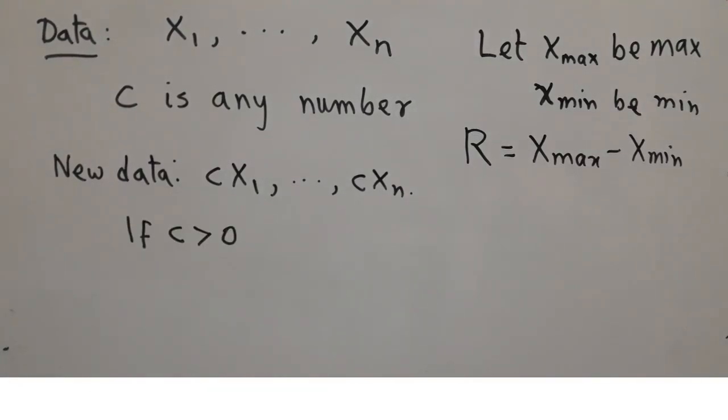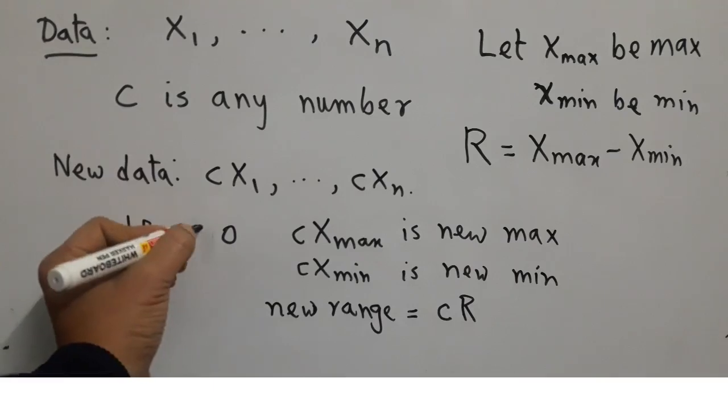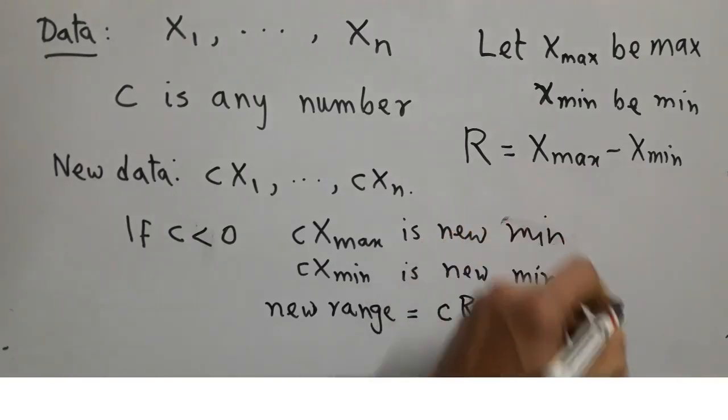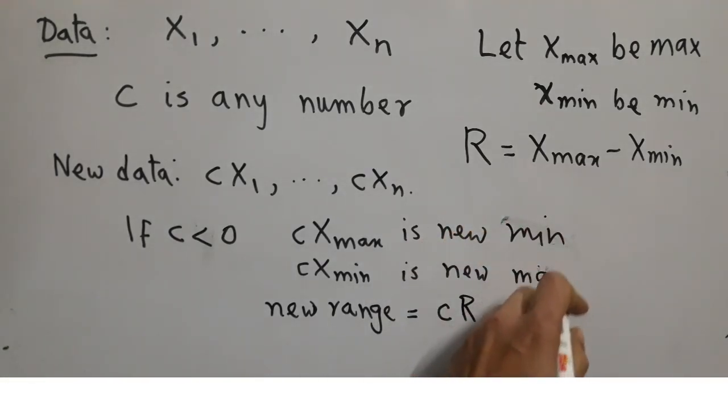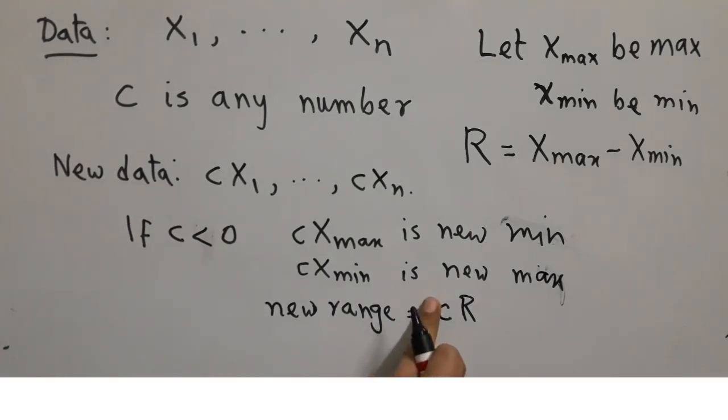Now if c is positive, then c times x max is the new maximum and c times x min is the new minimum. Therefore, the new range is just this minus this, so c times r. If on the other hand c is negative, then this is the new minimum and this is the new maximum. So the new range is minus c times r. But minus c is precisely the absolute value of c. So in either case, the new range is the absolute value of c times r.